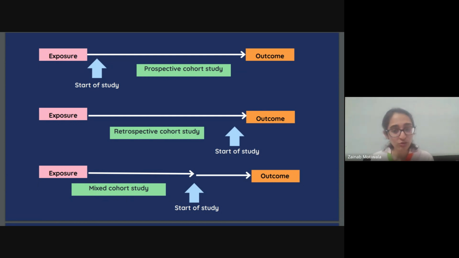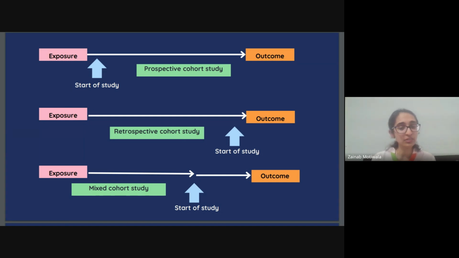When we talk about retrospective with respect to time, we go from exposure to outcome, but at the start of the study, we are already at the point where we can get the outcome. So we look back in time, get the exposure, and then follow up and look at the outcome of those patients. That's the reason it is retrospective, because we're looking at exposure back in time. Then finally, we have the mixed cohort study, which is the best of both worlds. That is a mix of both prospective and retrospective. At the start of the study, we go back in time to look at the exposure, and then follow the patients for a little more time and look at the outcome in those groups.